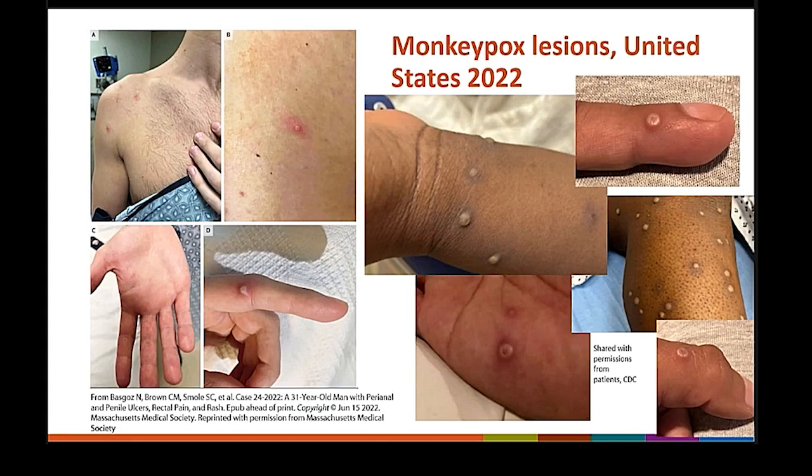The finger photographs that you can see on the right side of this slide, you can see that they are deep-seated and umbilicated and well-circumscribed. So these are all how it's presenting. And as you can see from the photographs on the far left, scattered sometimes, not necessarily a large number of lesions in one part of the body.